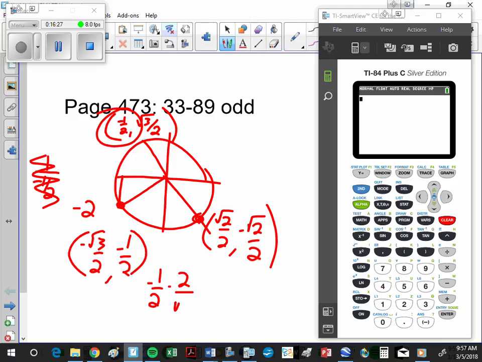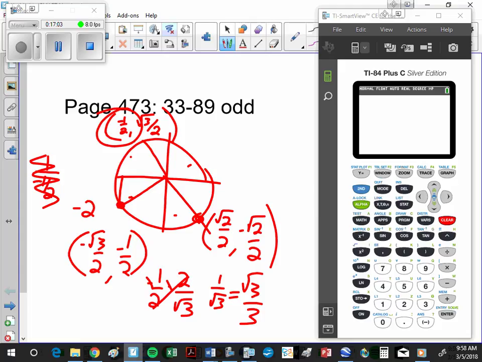2 over root 3. The 2's cancel, negatives cancel, and I get 1 over root 3, which is really root 3 over 3. There were 2 negatives, because remember, all suckers take calculus. So my tangent answer in quadrant 3 has to be positive. All right, 64. I don't like negative 330, so just add 360 and you end up with 30 degrees.